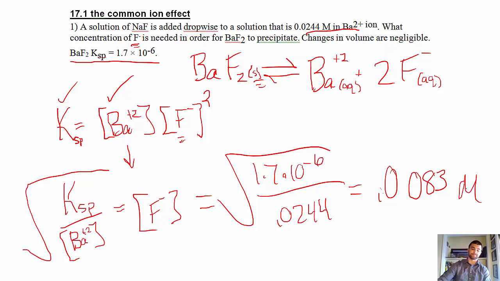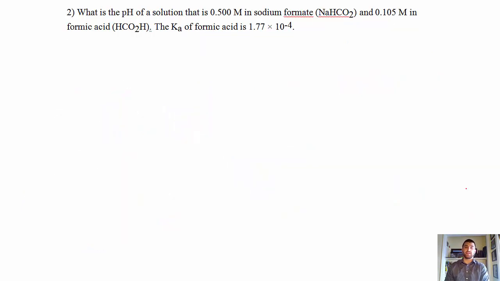Not so bad. Next problem, what is the pH of a solution that is 0.5 molar in sodium formate and 0.105 molar in formic acid? Ka is given right there. So they give us our Ka, and they give us our concentrations of both sodium formate, which is going to give us our common ion right there, the HCO2⁻, and our formic acid.